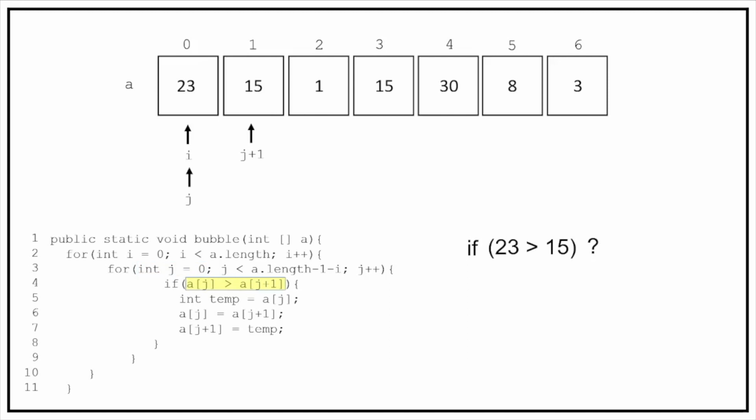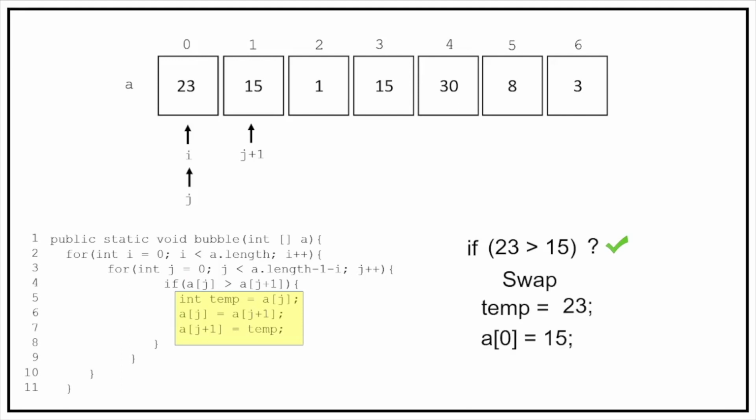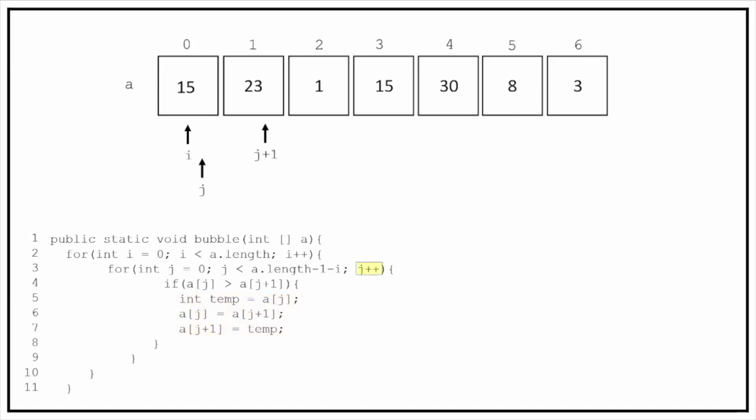So, is 23 greater than 15? True, it is. This means that we swap, which can be seen from lines 5 to 8. We set temp to A at j, which is 23, A at j, which is A at 0, is equal to A at j plus 1, which is 15, and A at j plus 1 is set to the temp, which is 23. We successfully swap and increment j.